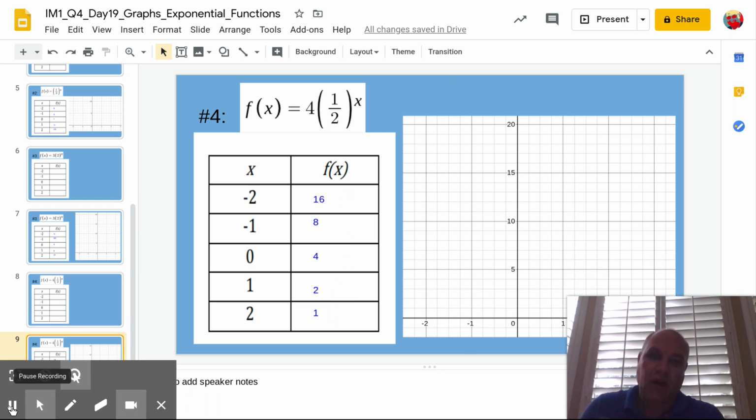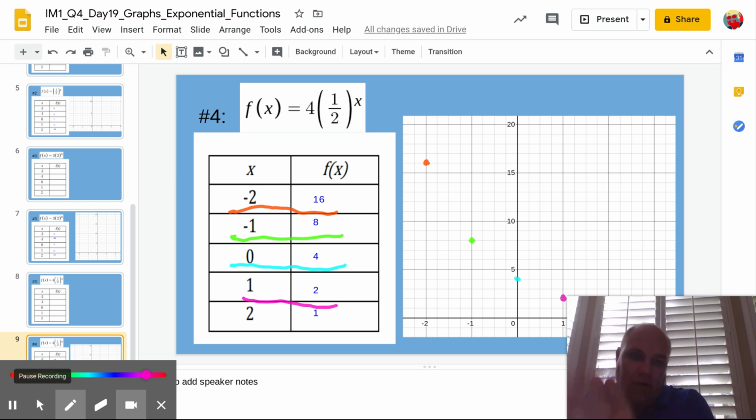So you're staring at the graph. What are we going to do? We have our table of values. What do we do? Think to yourself how you're going to graph this. So the first point, -2, 16, from the origin, 0, 0, we go left 2, up 16. To graph -1, 8, from the origin, we go left 1, up 8. To graph the y-intercept, 0, 4, we don't go left or right from the origin, we go up 4. To graph the point 1, 2, we start at the origin, we go right 1, up 2.